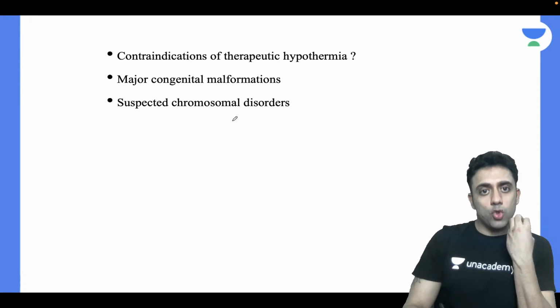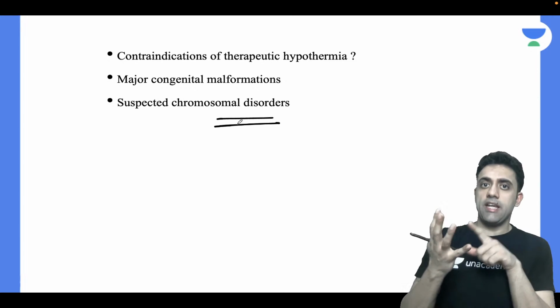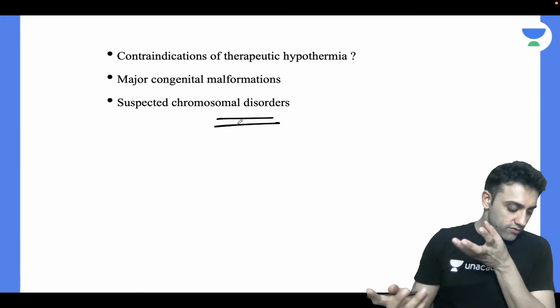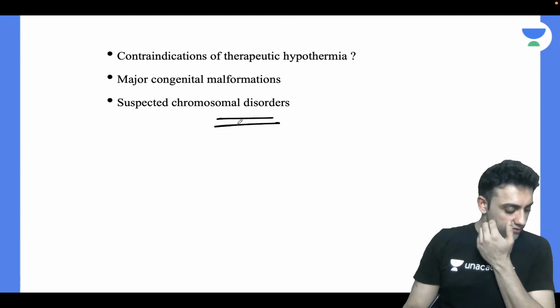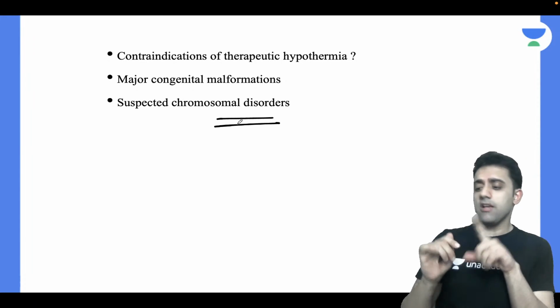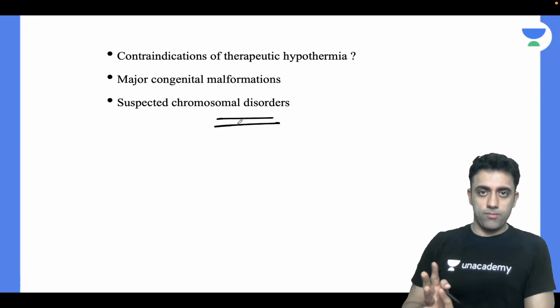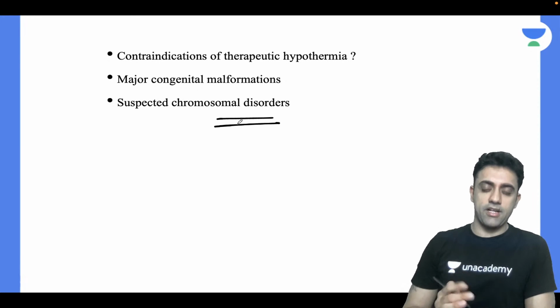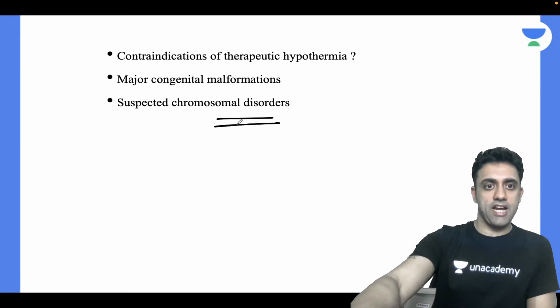Second, suspected chromosomal disorders, trisomy 13, 18, 21, any. Yeah, very good, Isha, Shubhangi, Kaushik, very good, Sandhu. So what are the contraindications of therapeutic hypothermia? If there are major congenital problems, please don't start therapeutic hypothermia. If you are suspecting any chromosomal disorders, please don't start therapeutic hypothermia.